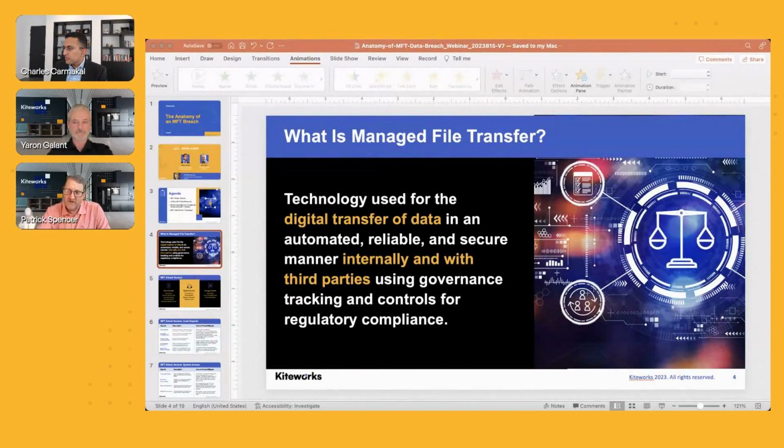Around the software supply chain attacks. Does MFT fall into what those are? Is it something different? What thoughts do you have on that front for our audience?